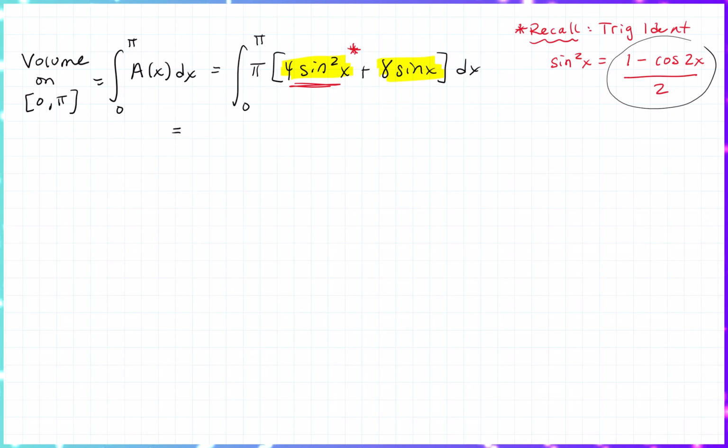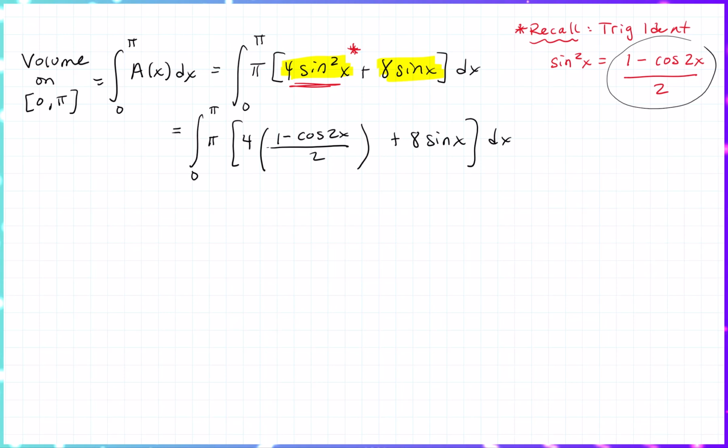So if you see a sine squared, or for that matter, a cosine squared, you can use your trig identities to reduce them down to their equivalencies. So this is the integral from 0 to pi. I'm going to go ahead and put in that identity now: 4 times 1 minus the cosine of 2x over 2. We'll integrate all at the same time, so I'll just carry that term down. I actually want to simplify one more line because this nicely reduces. So this becomes pi times the integral from 0 to pi of 2 minus 2 cosine of 2x plus 8 sine of x. Now we can integrate.